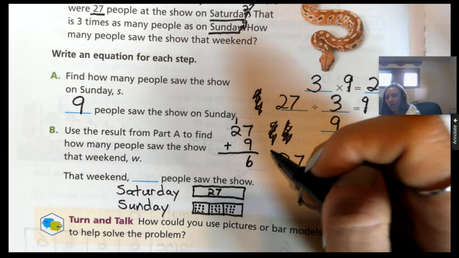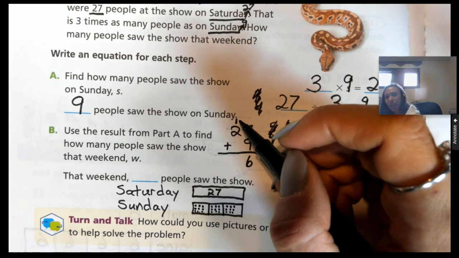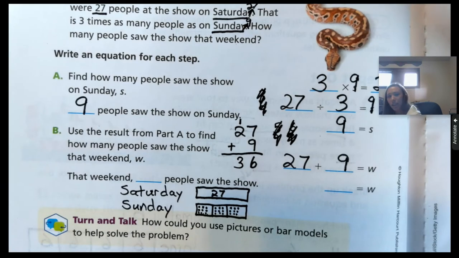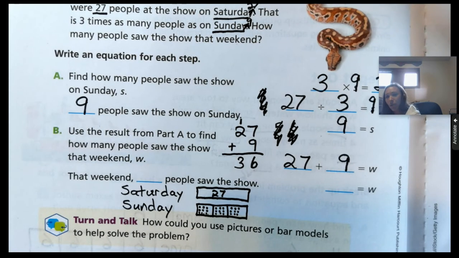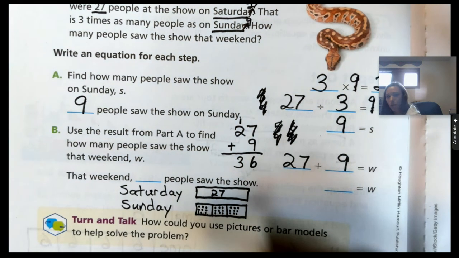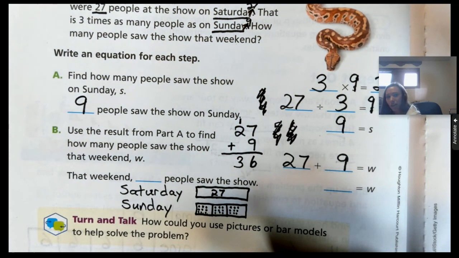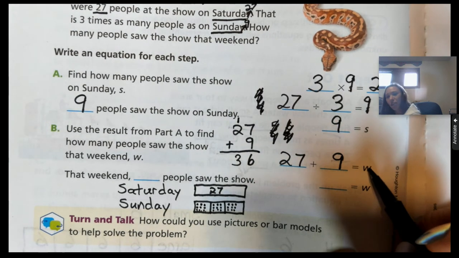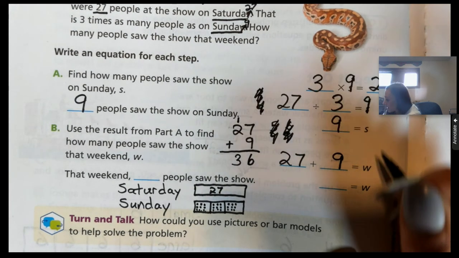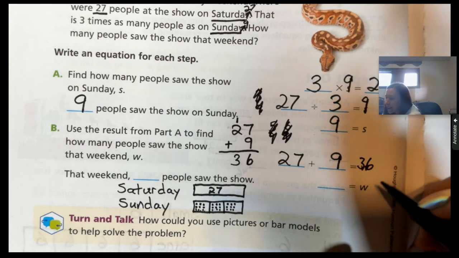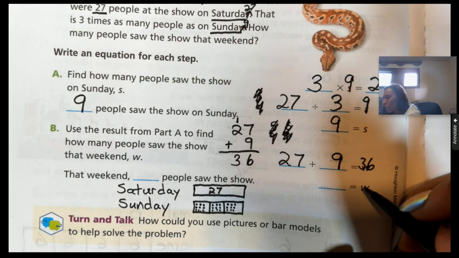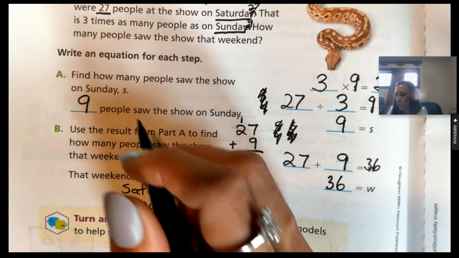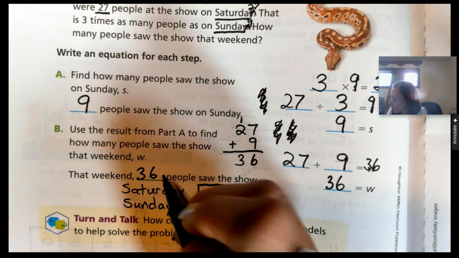Now we can add the tens place, and we have 1 plus 2 is 3. So that means that there were 36 people total who went between Saturday and Sunday to that show that weekend. So the missing number here, instead of a question mark, they put W, right, is 36. So that means that W represented the number that was missing, which was 36 people who saw that show that weekend.